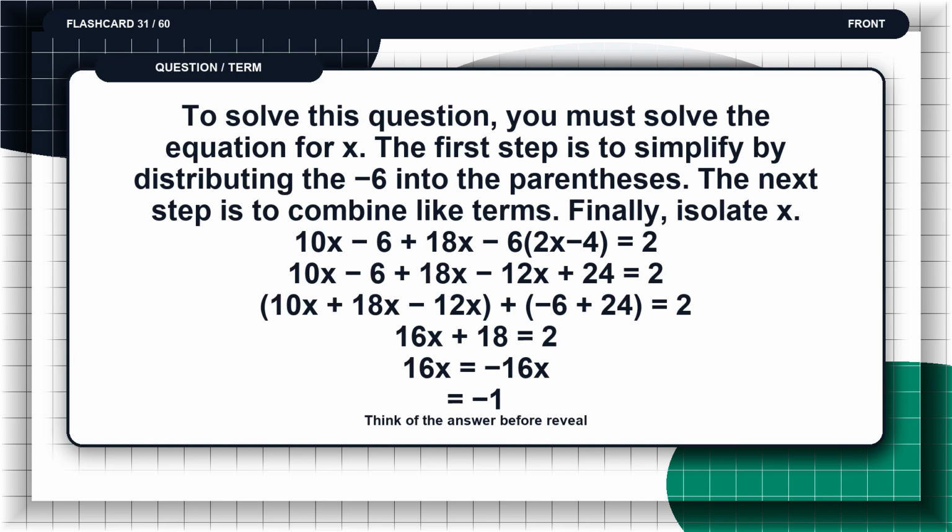Flashcard 31. To solve this question, you must solve the equation for x. The first step is to simplify by distributing the minus 6 into the parentheses. The next step is to combine like terms. Finally, isolate x. 10x minus 6 plus 18x minus 6 times 2x minus 4 equals 10x minus 6 plus 18x minus 12x plus 24 equals 10x plus 18x minus 12x plus minus 6 plus 24 equals 16x plus 18 equals 16x equals minus 16. x equals minus 1. Think of the answer before the reveal.